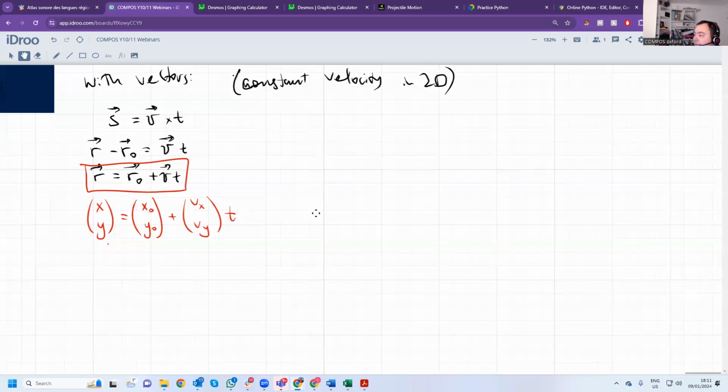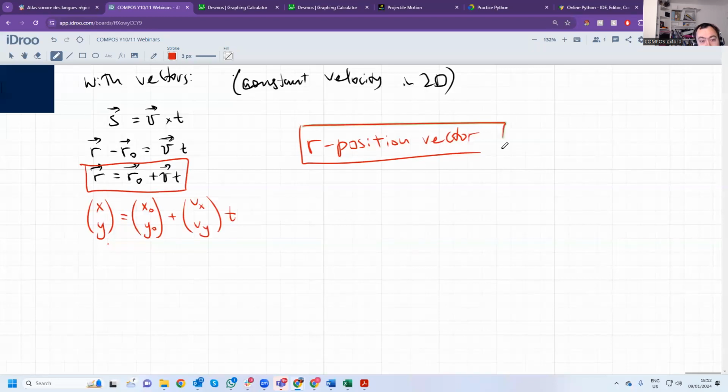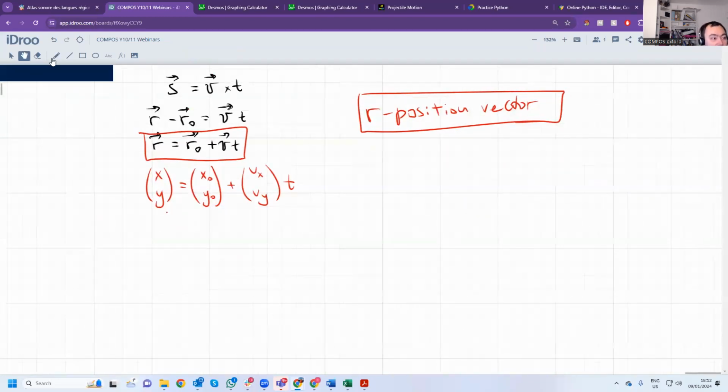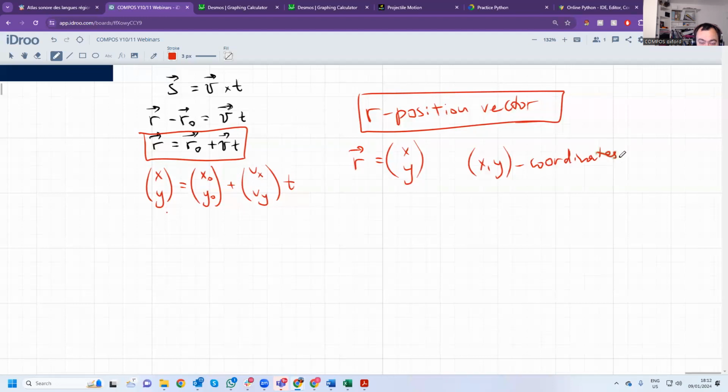Okay. So R is the position vector. Please watch the previous webinar if you're not sure. Now, literally, R is a vector, and x and y are the coordinates of the object.